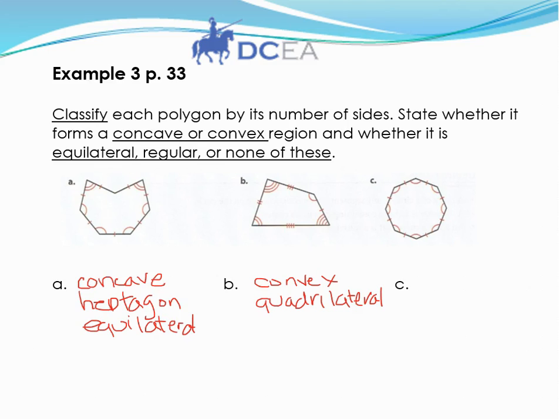Looking at the last polygon, we have side lengths that are all the same and angles that are all equal. There are 8 sides. This is a convex figure. All the points connected by segments will stay inside of the figure. So it's convex. It is an octagon. And it is regular.